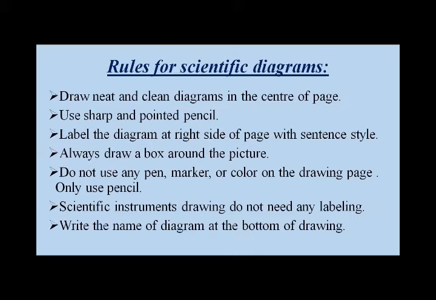Now move to the second point: use a sharp and pointed pencil. A sharp and pointed pencil is very important for making a scientific diagram. Okay, the next point is to label the diagram on the right side of the page in sentence style. It means you always draw labels on the right side of the page in sentence style because this is very important. The first letter of the labeling is capital and the others are small.